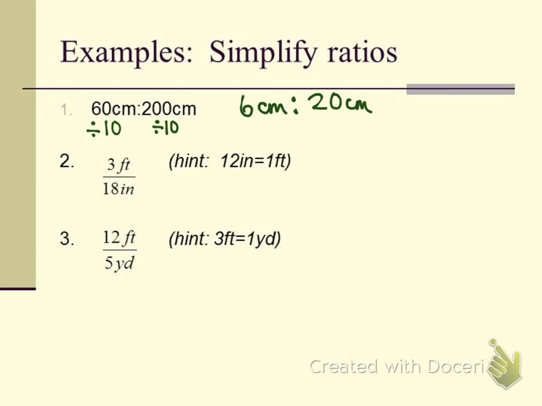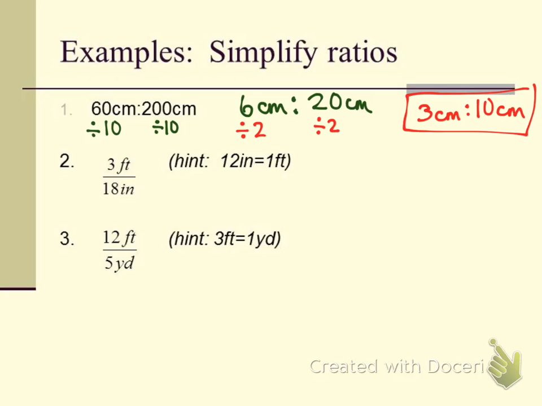So that was a good start, but it doesn't look like we're done, right? Is there a number that goes into both of those? They're both even. So that means 2 goes into both of them. So that's going to be 3 centimeters and 10 centimeters. Again, you can do it on the calculator. It'll do all that division for you. You just have to know which button to push. Anyone need help on the calculator?